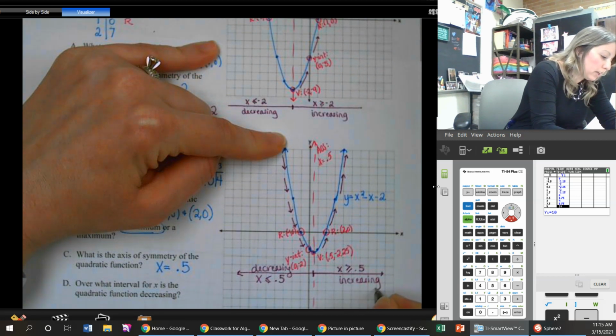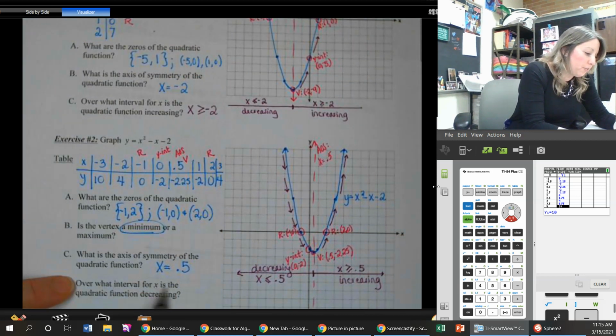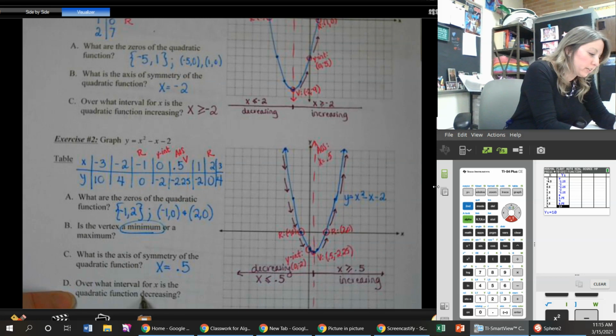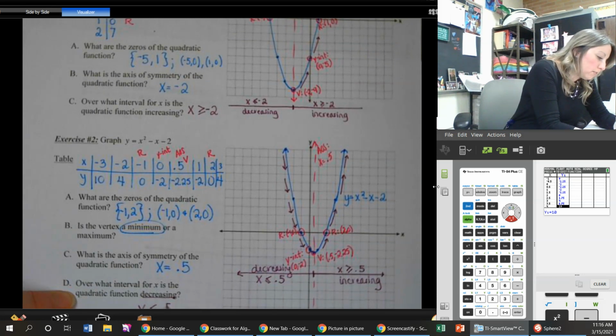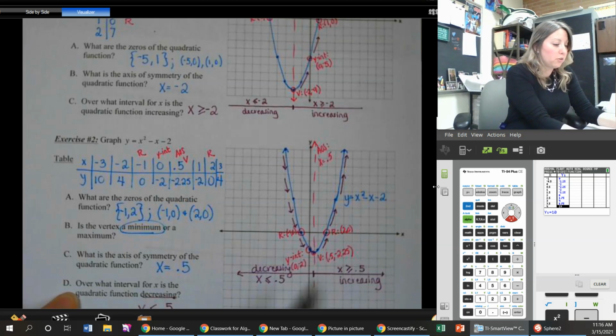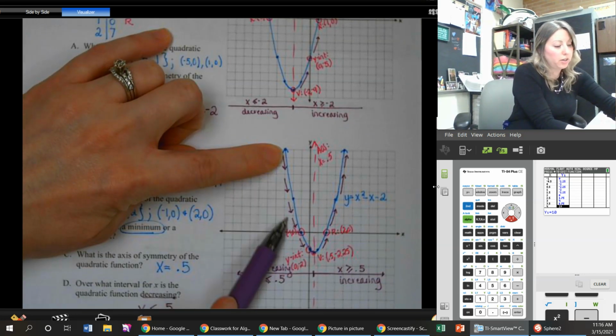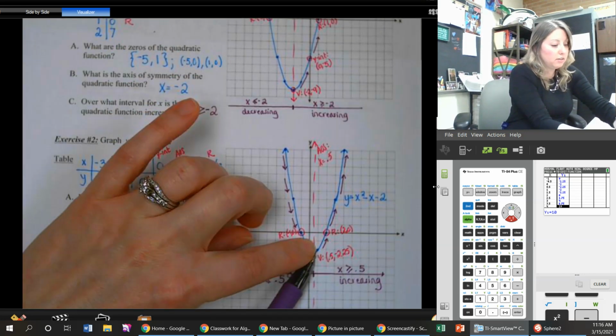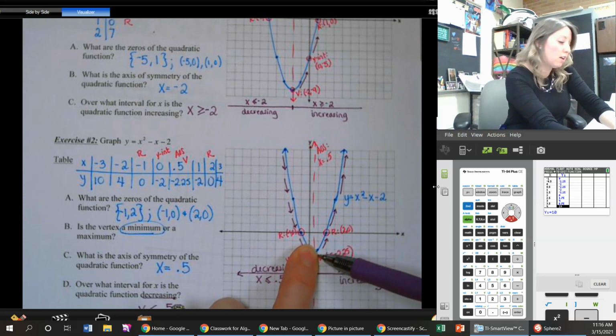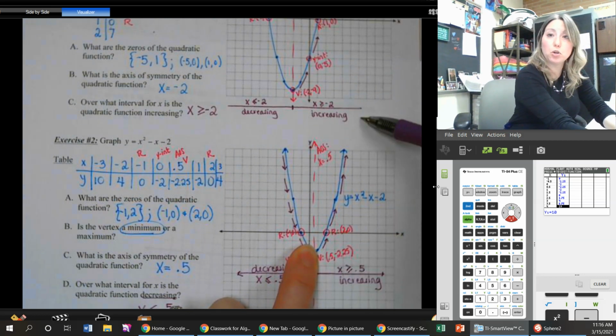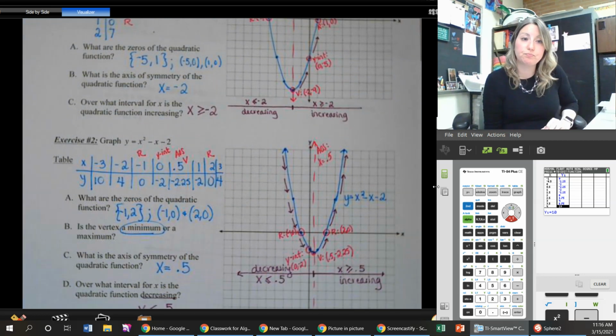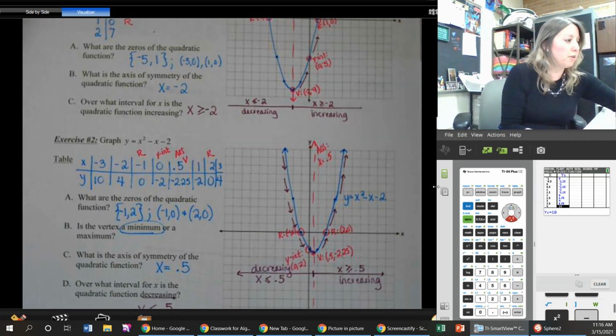And this time, what was I asked? Over what interval for x is the quadratic function decreasing? Well, that would be x is less than or equal to 0.5. So when your x values are smaller than 0.5, your y values are getting smaller. And then once they get to the smallest point, they start to increase again. Okay, so there we go.